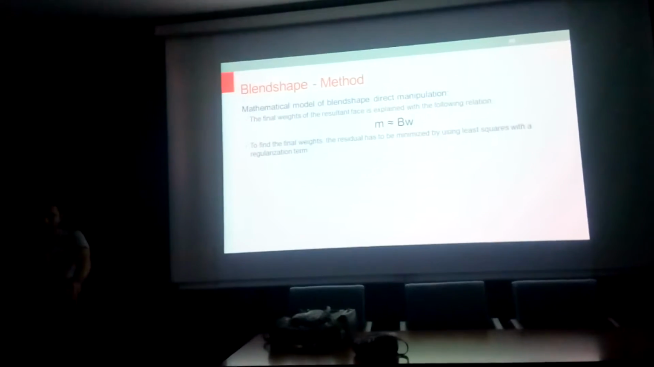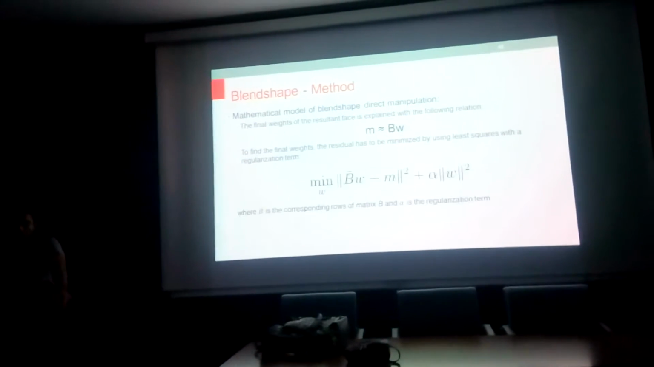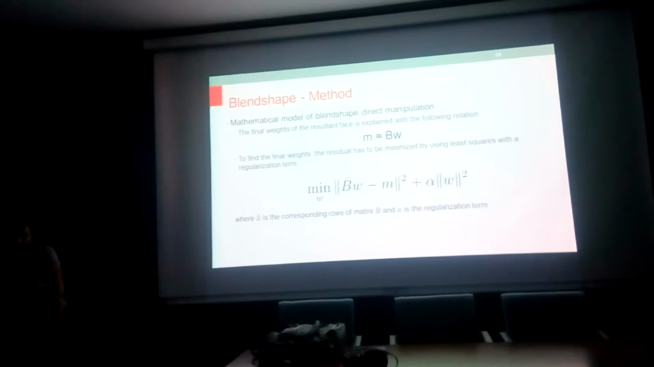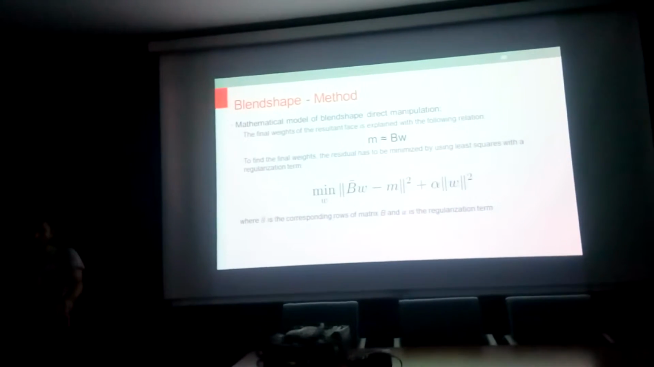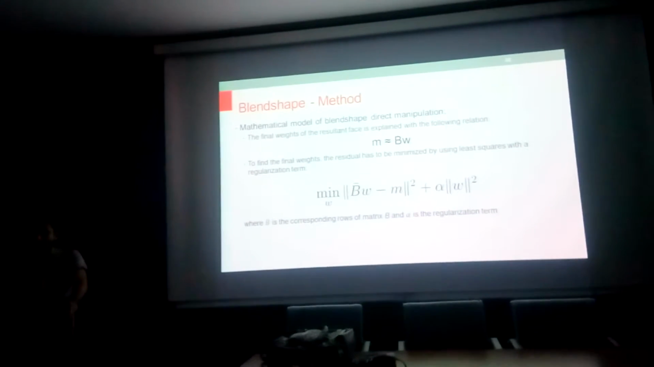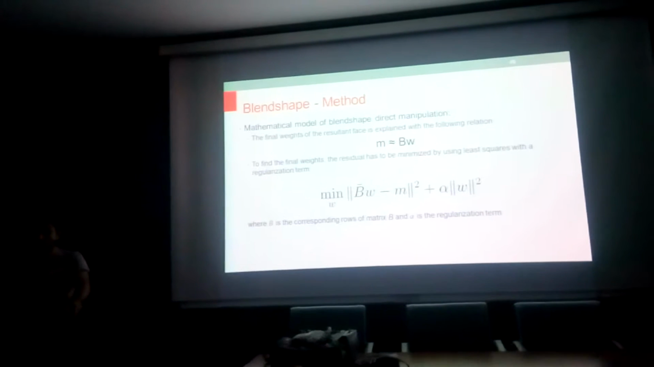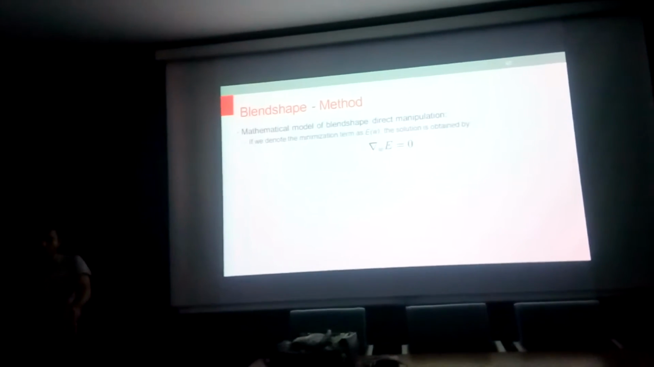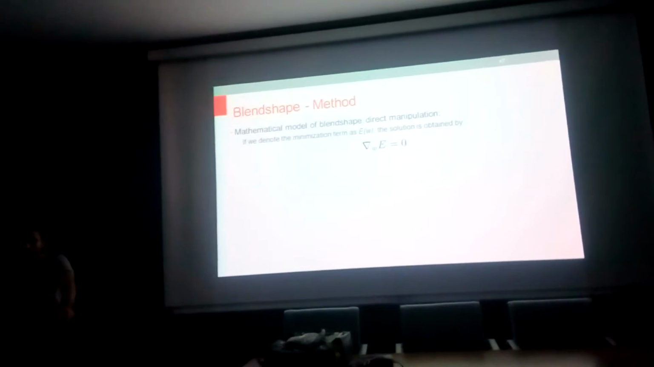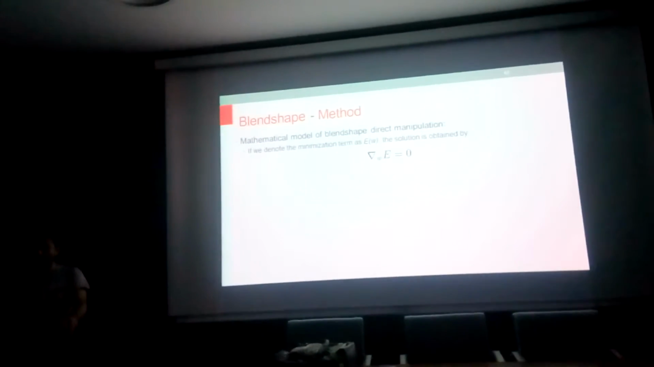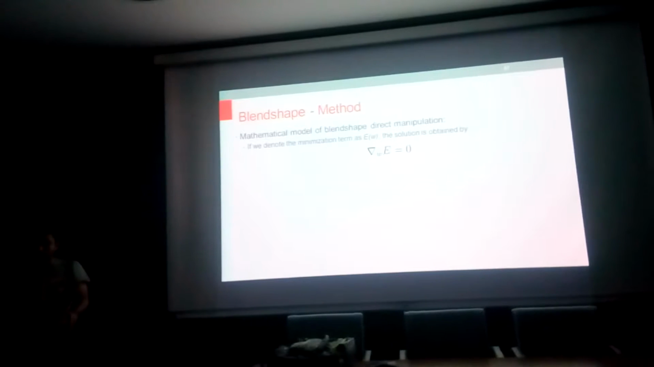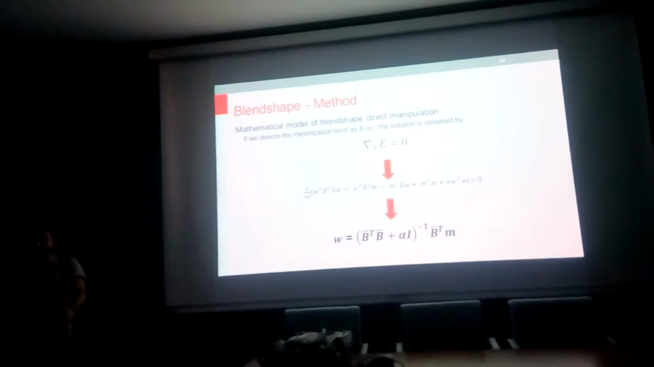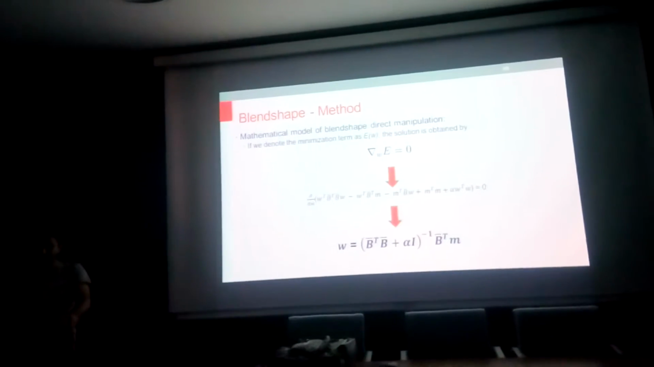To find the weight equation, we have to minimize the residual with a regularizer, where B-bar is the corresponding rows of the blend shape matrix and alpha is the regularization term, such a small number, 0.0001. If we denote the minimization term as E, we have to derive its gradients over W and set it to 0, similar to this operation. And we get our final weight equation.